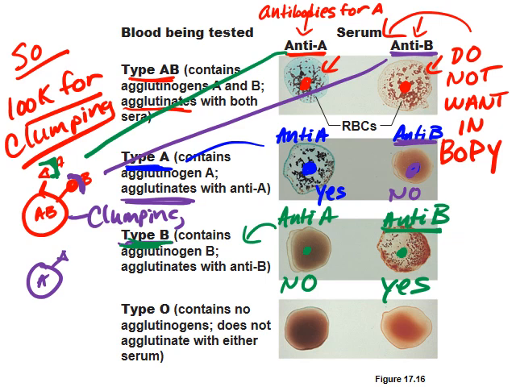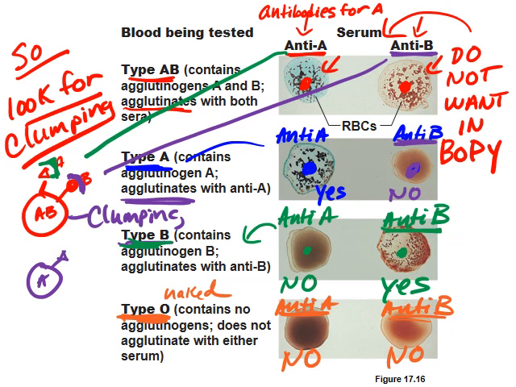So then here's our O. Remember how I said O's are naked? So what if I add anti-A or anti-B? If I add antibodies for A, does it recognize blood type O? No, no clumping, no agglutination. If I add antibodies for B, do they recognize anything on blood type O? Nope, no clumping, no agglutination.